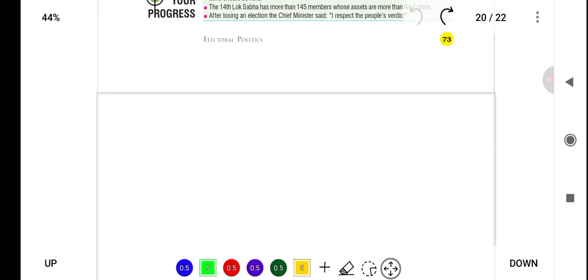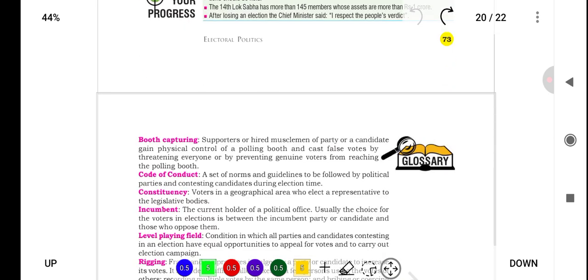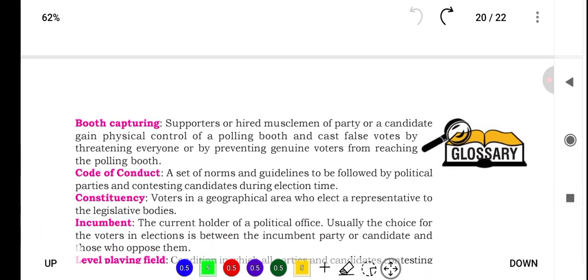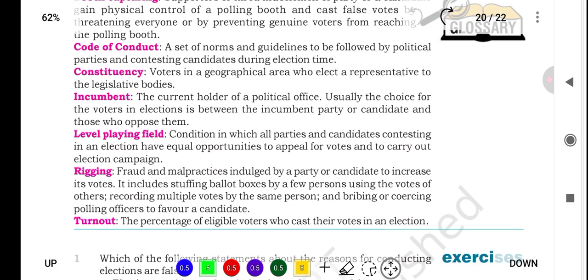Here another green box. Then glossary. Please pause the video and skim through this chapter by downloading the PDF of this chapter, and please have a look at the glossary section. There's booth capturing, code of conduct, constituency, incumbent, level playing field, rigging, turnout.